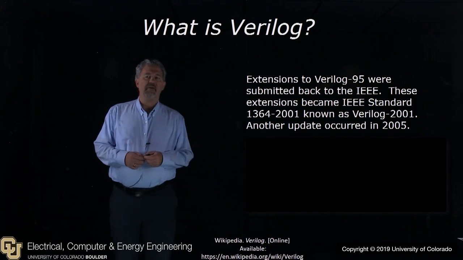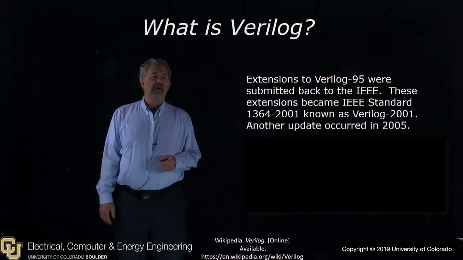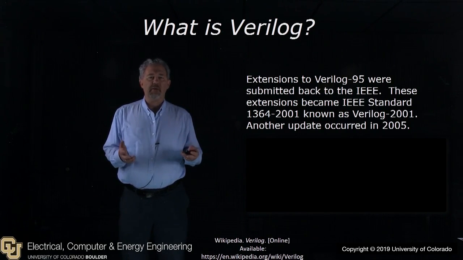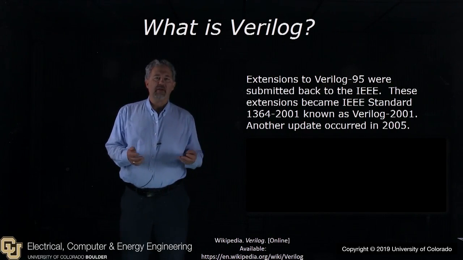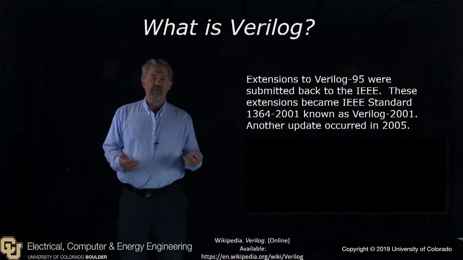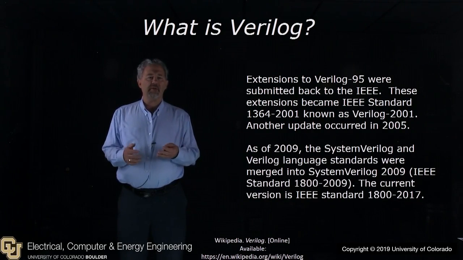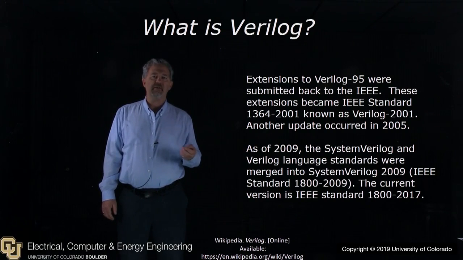Extensions to Verilog 95 were submitted back to IEEE to cover the deficiencies that users had found in the original Verilog standard. These extensions became IEEE standard 1364-2001, known as Verilog 2001. Another update occurred in 2005. In many cases, the FPGA vendors support Verilog 2001 and may not support 2005 as of yet. And so it's important to know the distinction between these because it may affect how the synthesizer treats your Verilog code. As of 2009, the SystemVerilog and Verilog language standards were merged into SystemVerilog 2009, which is now IEEE standard 1800-2009.